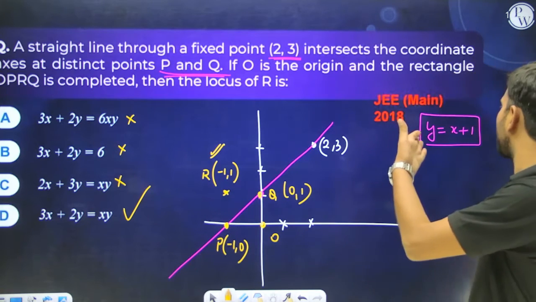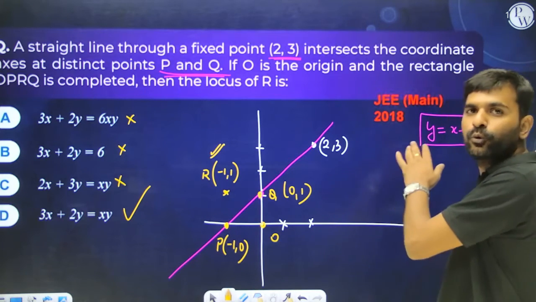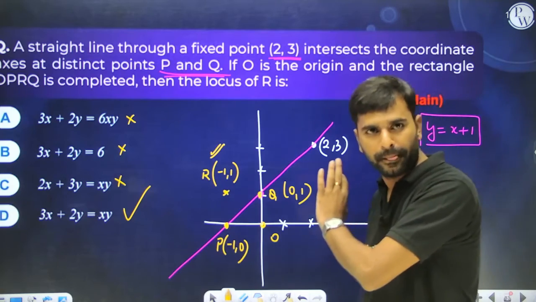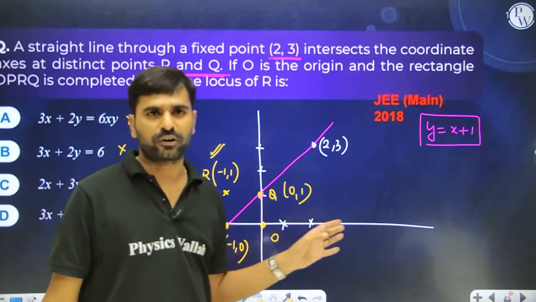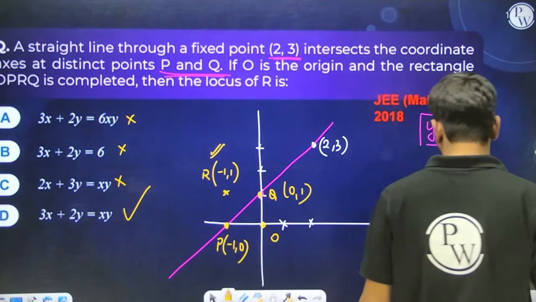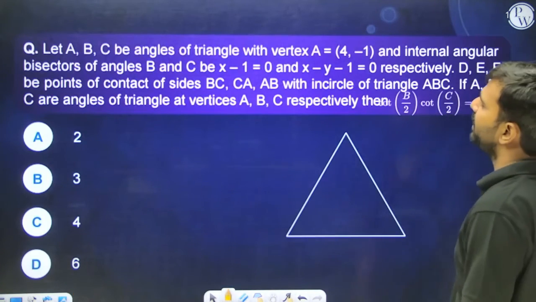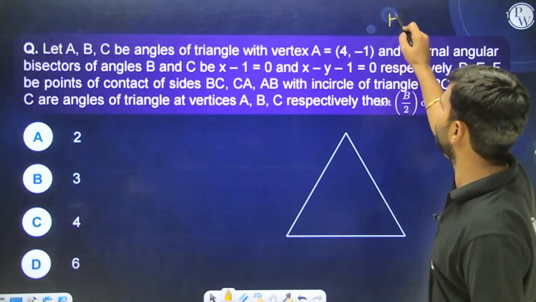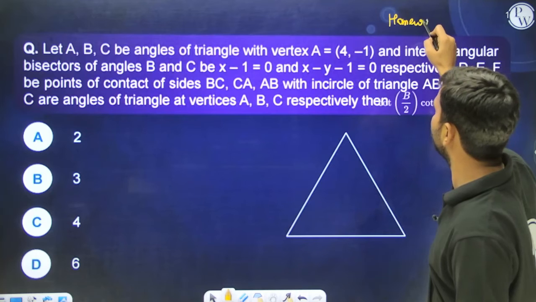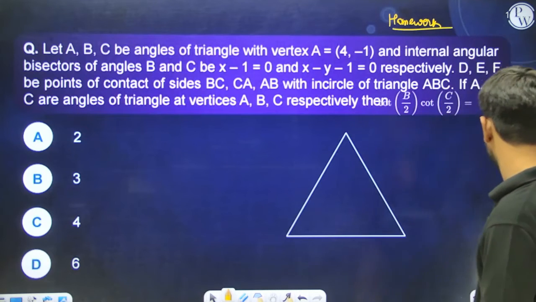Look, this was a problem asked in JEE 2018. You could have taken any other straight line as well. Ultimately, I am telling you, each and every question of locus you will be able to solve if you are following the tricks that I am telling you over here. Let ABC be angles of a triangle with vertices this and this and this. Do try this question as part of homework, because practice is required. That's why I am giving you these questions.